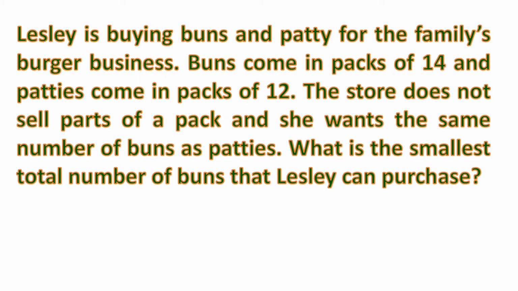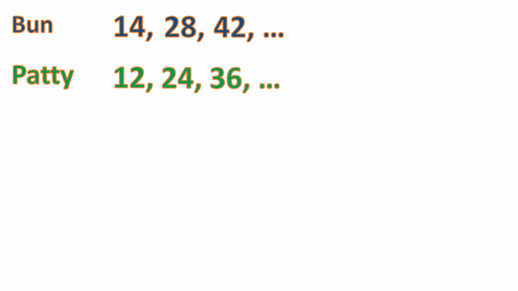So let's analyze this problem. Let us look at how many buns for each pack and how many patties for each pack. For buns, one pack will be 14. If there will be two packs, then it's going to be 28. If there are three packs to buy, then that's going to be plus 14, which will be 42, and so on. For the patties, there are 12 patties for each pack. If we're going to buy two, then it's 12 plus 12, which is 24. If we buy three packs, then it's going to be 36, and so on. And Leslie wants to buy such that the number of buns and the number of patties must be the same. And that's what we are looking for. When will this sequence be the same?